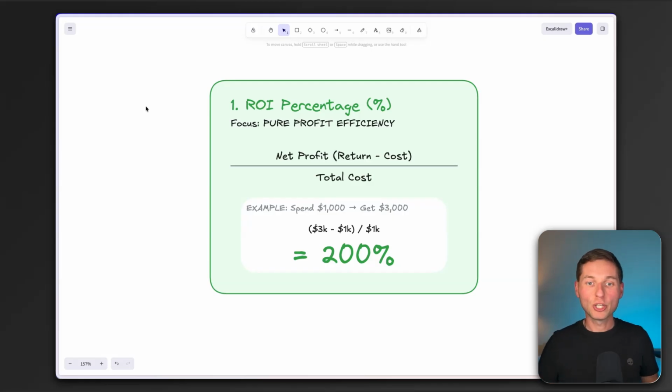So for example, you spend $1,000 on an AI initiative and you get a total of $3,000 back. So your ROI percentage is calculated then as the $3,000 you get back minus the spend of $1,000 divided by the $1,000 of the cost. And that results in a 200% ROI.